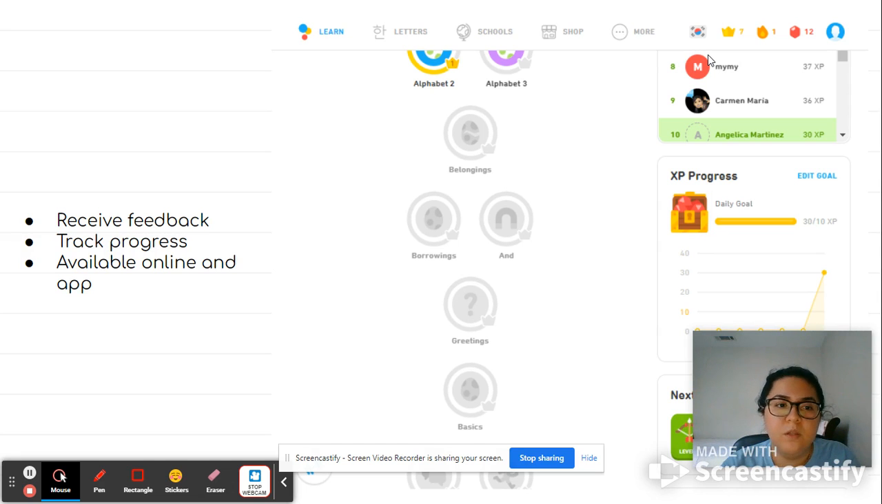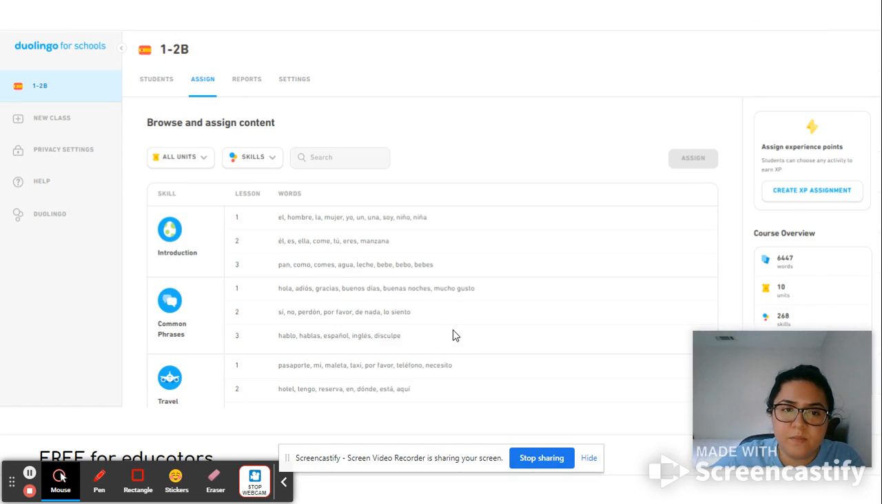For Duolingo, students are able to track their progress. So it shows them how they're doing throughout the week. They're also able to compete within the classroom, and so they're able to get ranked. I know that my students enjoy that, competing with each other. And lastly, it does give them feedback of how they're doing.